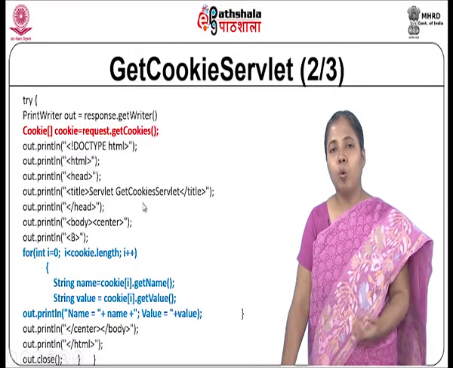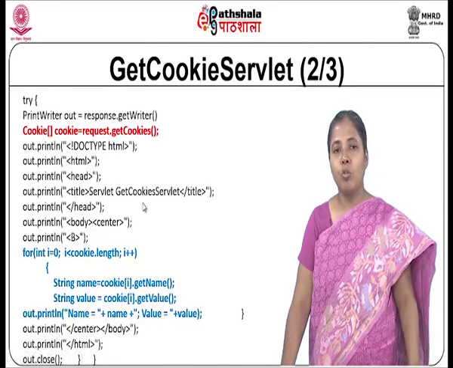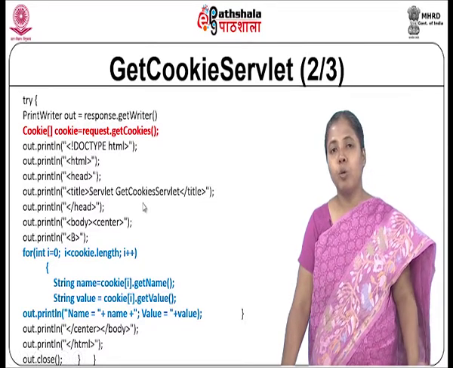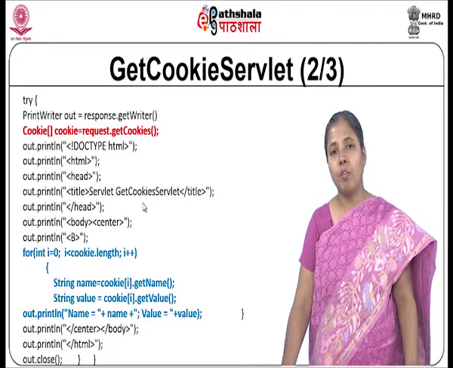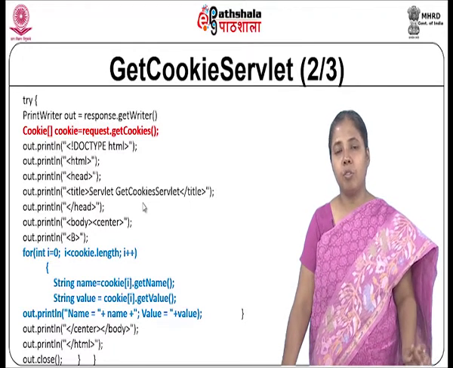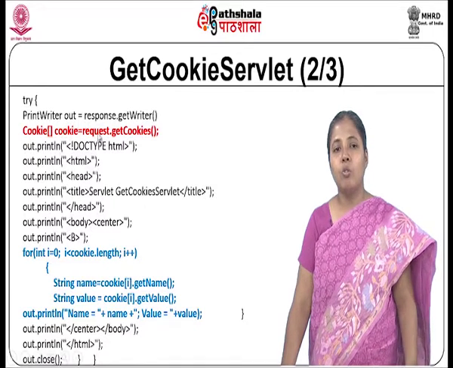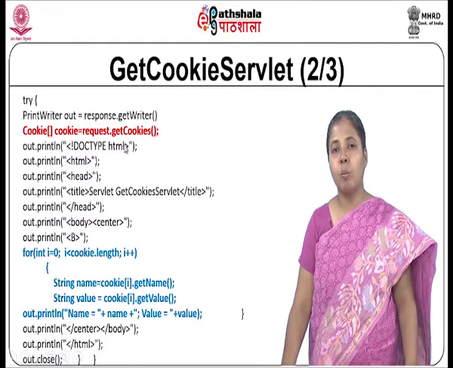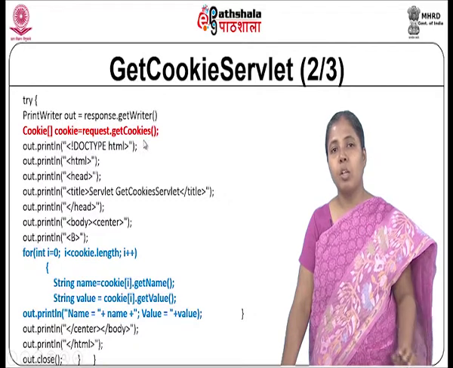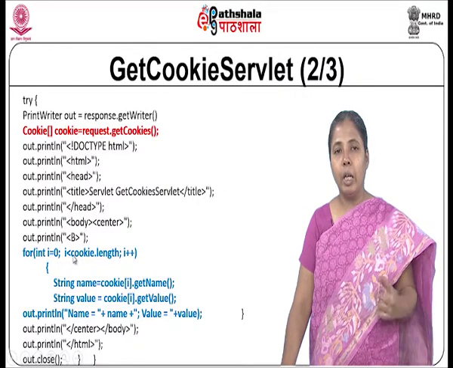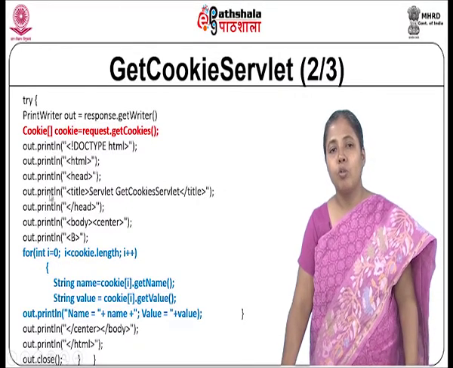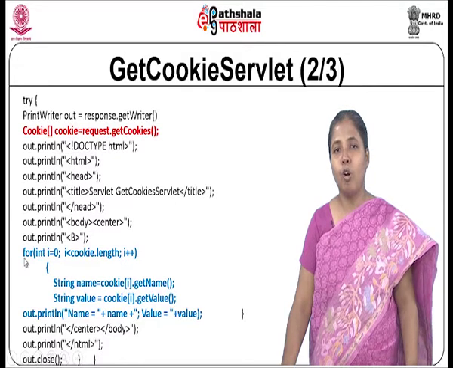Now, you want to retrieve back the cookies. To retrieve the cookies you need to make use of a method called get cookies. Get cookies is a method that is available in the HTTP servlet request class. So, with the request object you invoke the method called get cookies. This would return an array of cookie objects that are stored in the client side. Now, you want to read the cookies one by one, so you use a for loop.